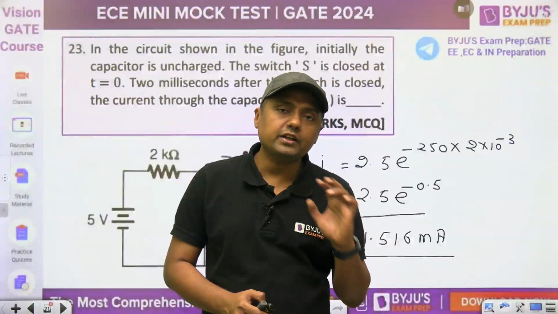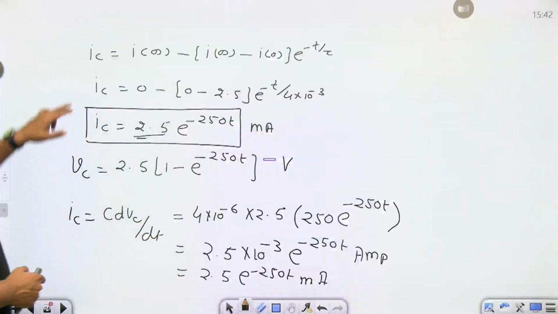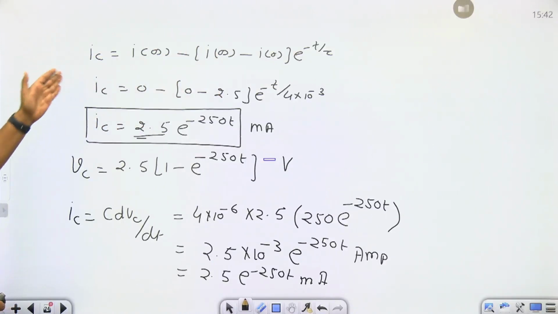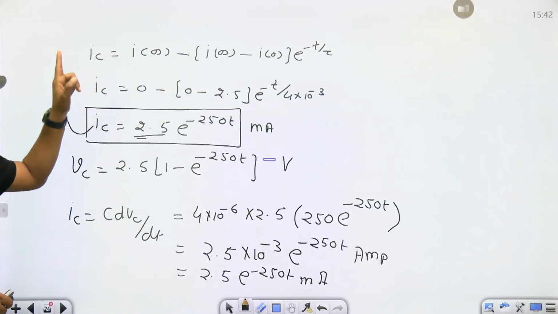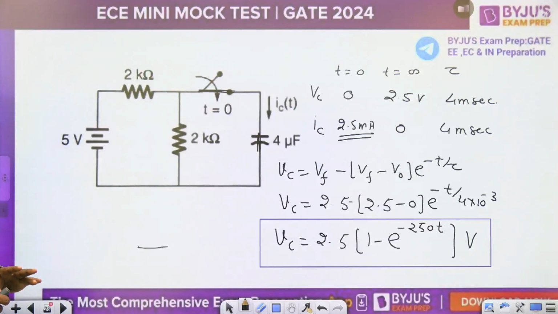So what I want to say is, no need to use the C dVc by dt. Directly you can find it from this formula, guys: I final minus I initial, e raised to power minus t by tau. Directly use this equation. No need to use this C dVc by dt here. Okay then.